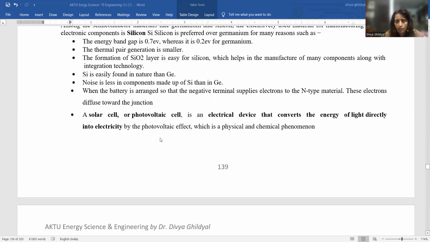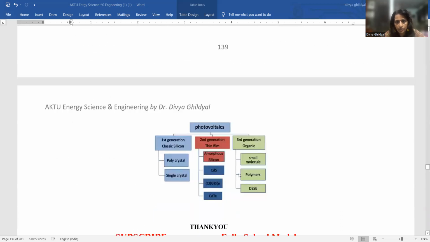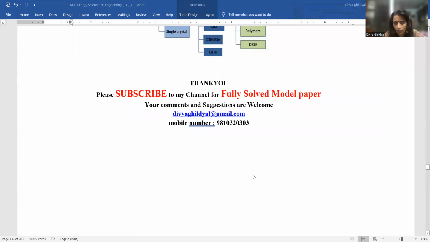Solar cell or photovoltaic cell is an electrical device that converts energy of light directly into electricity. 3 generations of photovoltaic cell are there. First generation are the mono ones, that is single crystalline structure or the polycrystalline structure. Second generation are the amorphous ones combined with, say, cadmium sulfide, cadmium telluride, third generation are polymers, quantum dots, and research is going on this.